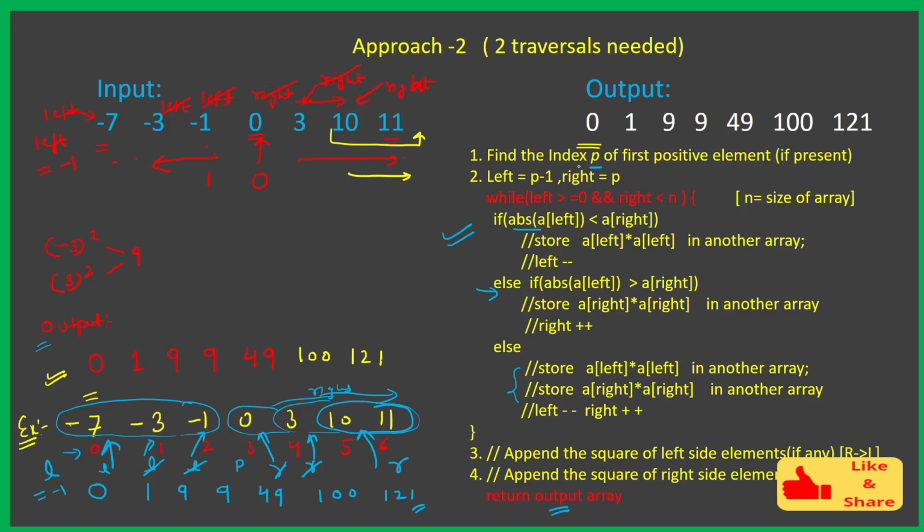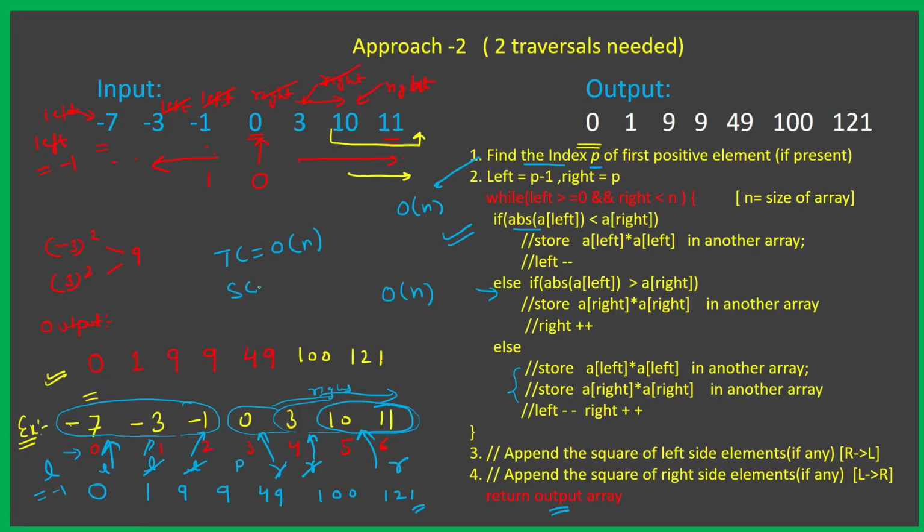So first we find the index of the first positive element, that is, we scan the whole array and we find this 0. This will take O of n time, as we are scanning all the elements only once, and in this while loop we are also scanning each and every element only once. After the while loop ends, we are just finding the square of the remaining elements. So essentially this whole while loop and this append part will take O of n time. That means O of n plus O of n gives me time complexity O of n.